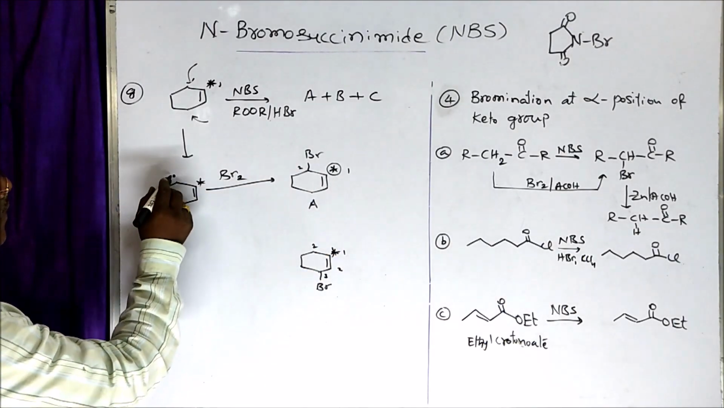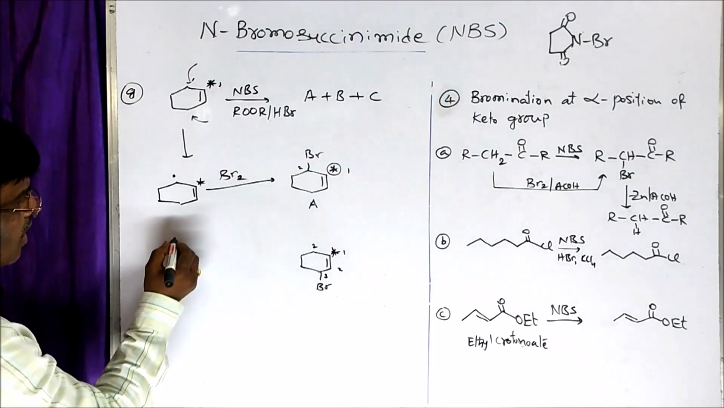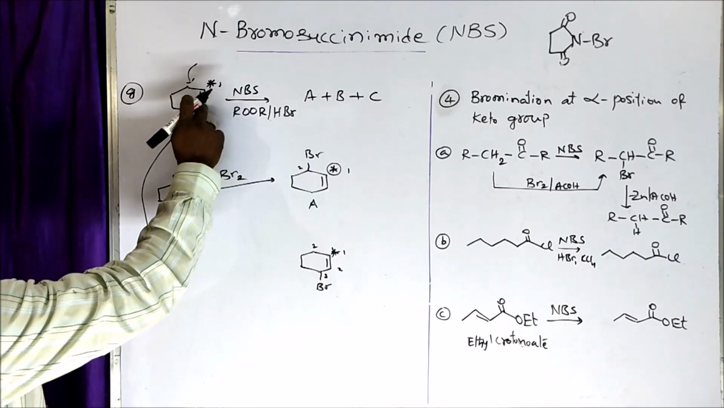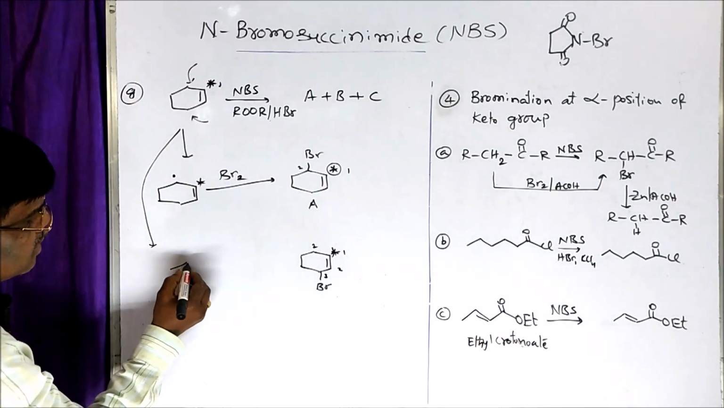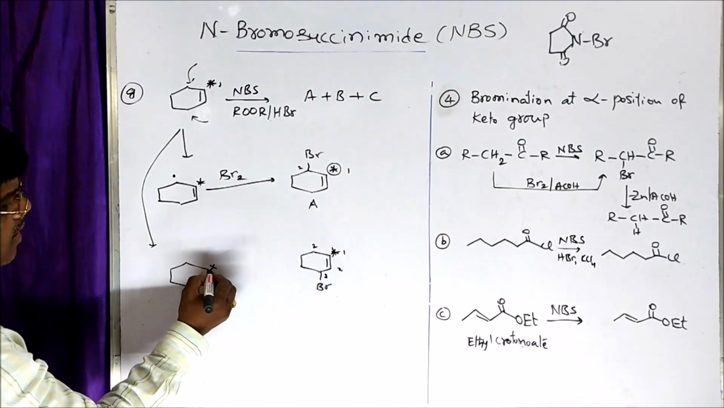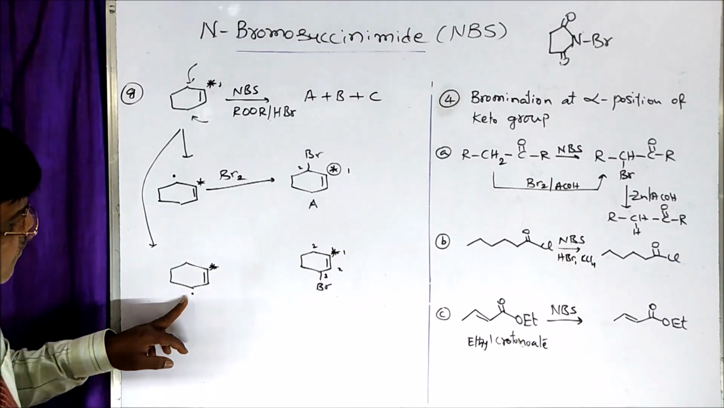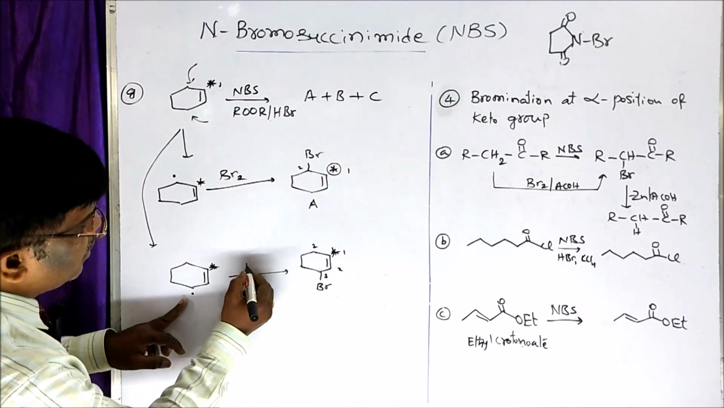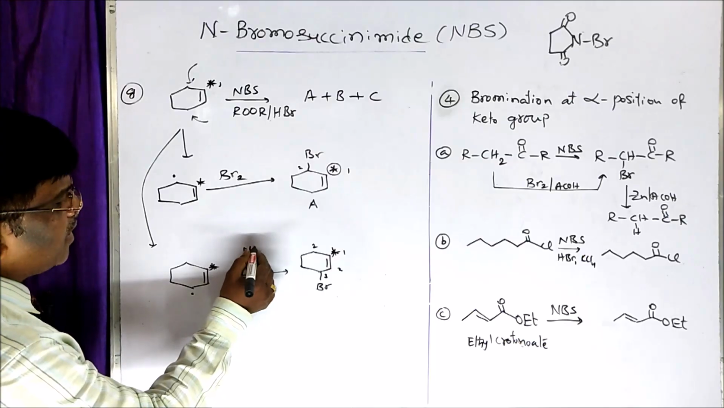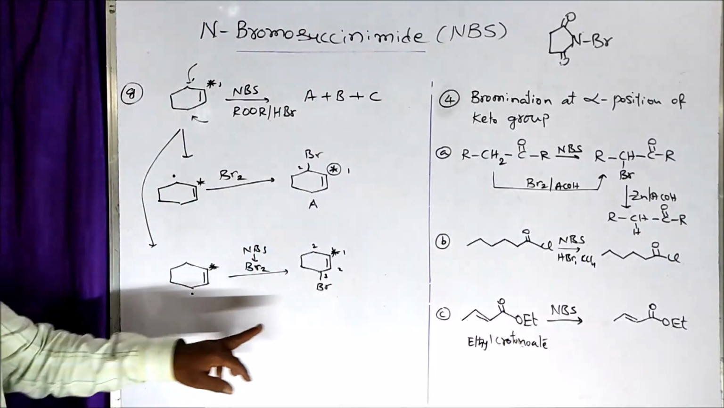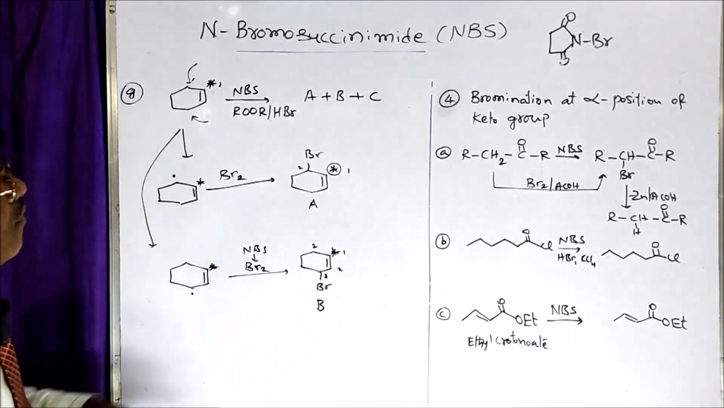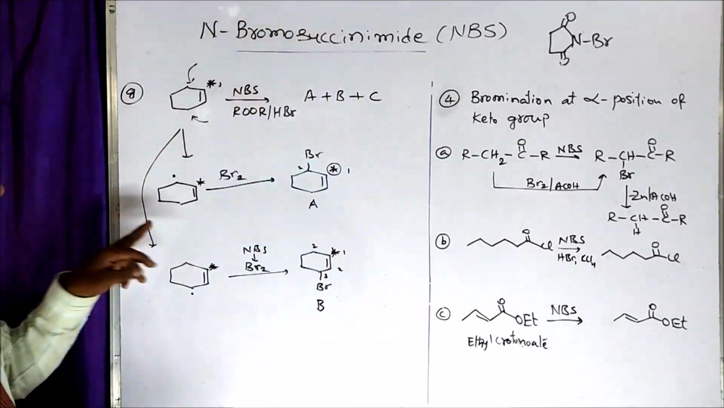Here, instead of here, it can also form the free radical at this position, because both are the same allylic positions. So here also you can expect a free radical. And if this forms, straight away from this we are going to get this, coming from NBS, students. So you are going to get bromination at this position. So you are going to get compound B. What about C? Let us see.